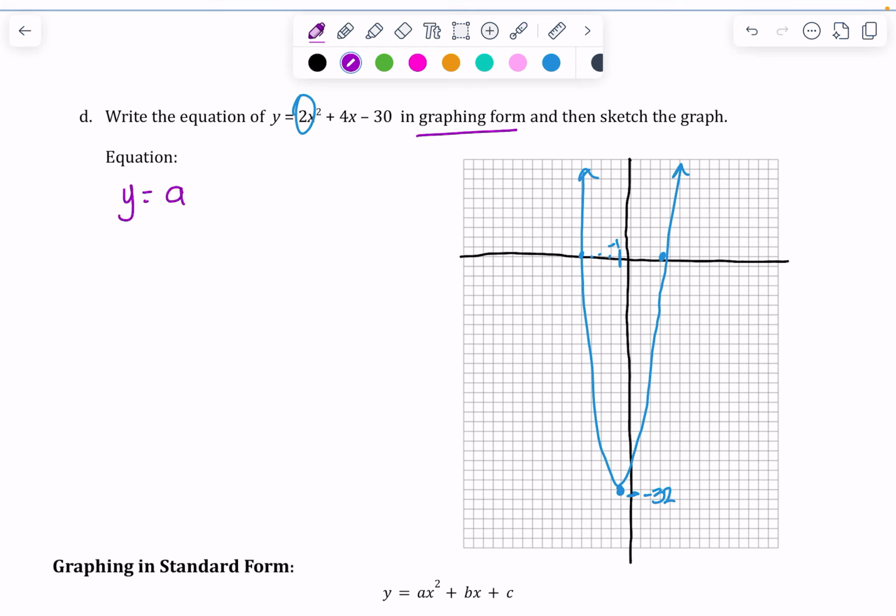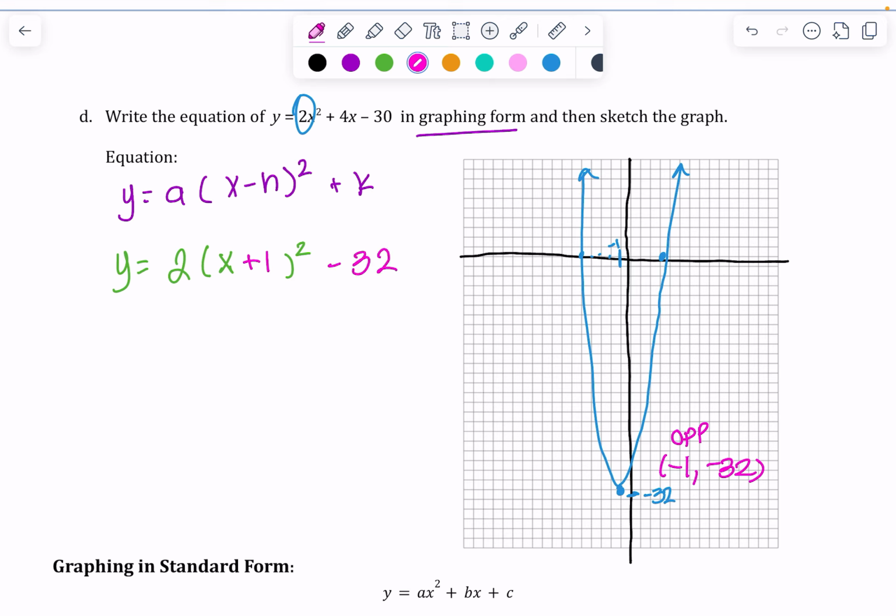So remember, graphing form looked something like this, right? Our A is our stretch, telling us if we're opening up and down. Our H and K are where our vertex is at. So we know that our A value from before is 2, right? The A value in standard form is the same as the A value in vertex form, okay? And if we're putting in our vertex we said was at, let's see, -1, -32. Remember, it always goes in as opposite for the x and the same for the y. So we're going to put in a +1 since it was -1 and the same thing for our y.